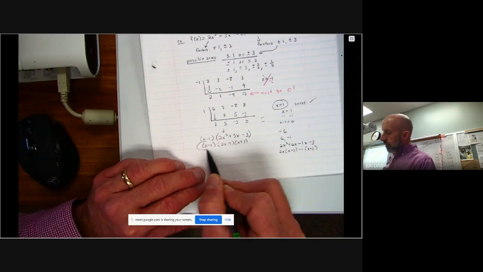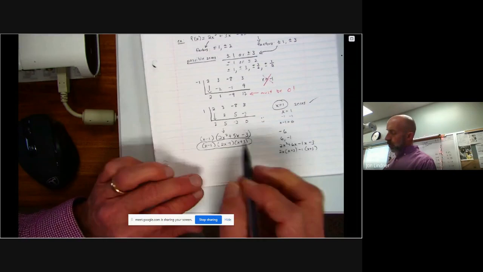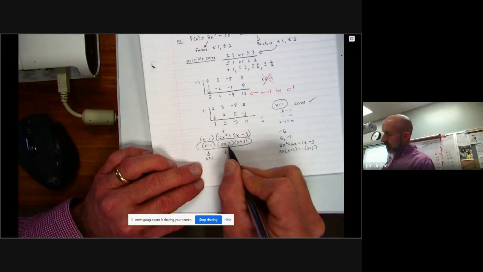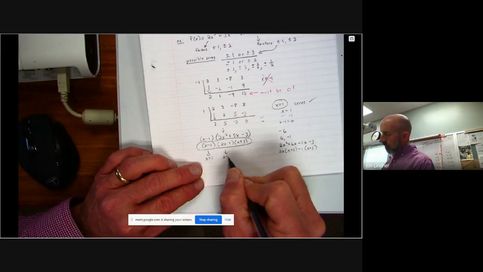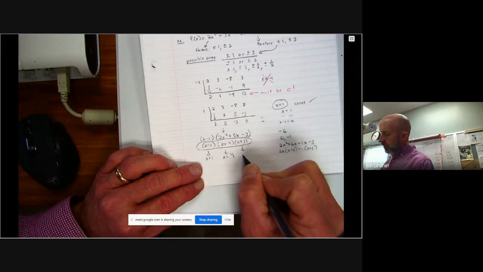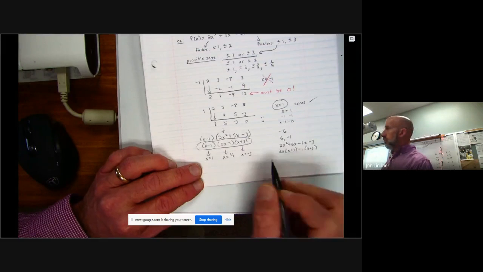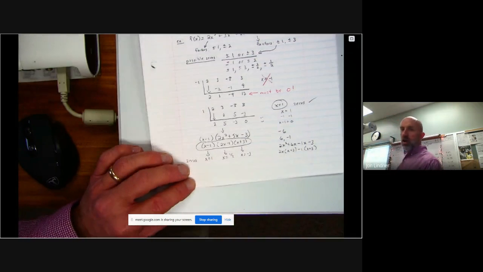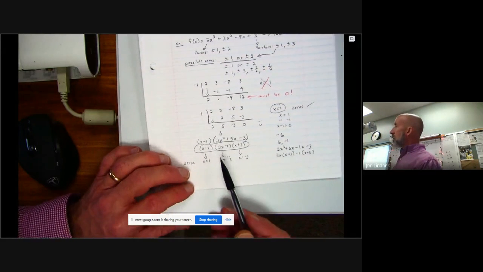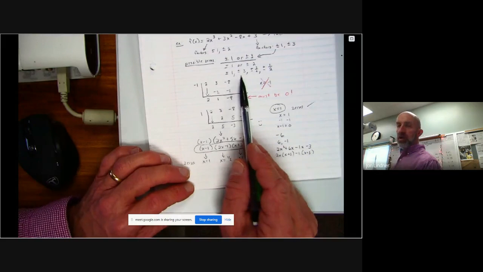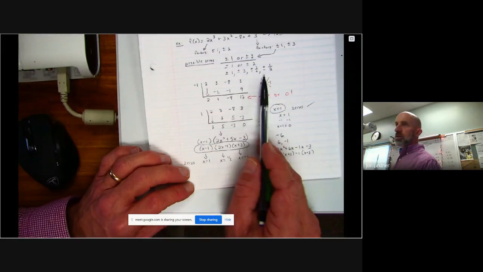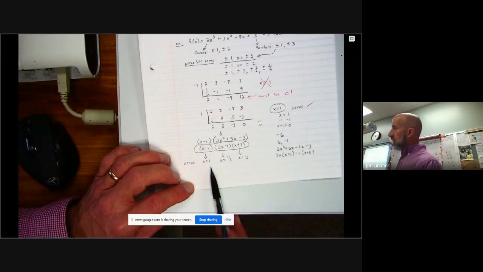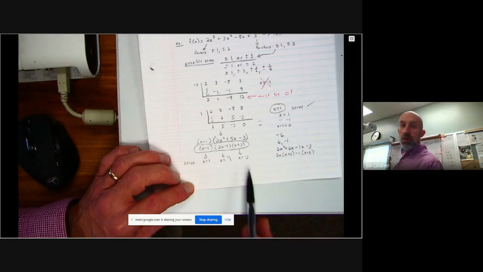Here's the factored version. And what are the zeros? x equals 1. If we set this equal to 0, I get 1/2. If I set this equal to 0, I get negative 3. These are the zeros. And doesn't this match up with all of my possibilities up here? If you look at my possibilities, and I look at what we found out as a conclusion, they all match up.